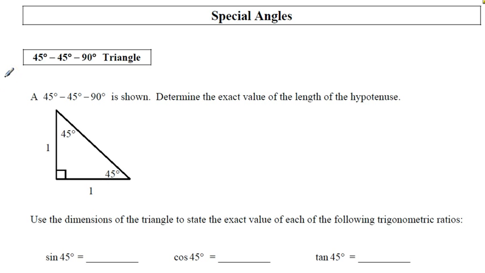Okay, special angles. So we're going to start with a 45, 45, 90 degree triangle. That's a right isosceles triangle. We know the two sides opposite the 45 degree angles are the same. We're going to make them 1 and 1. So we need to determine the length of the hypotenuse, which we'll call x. So what's x equal to?